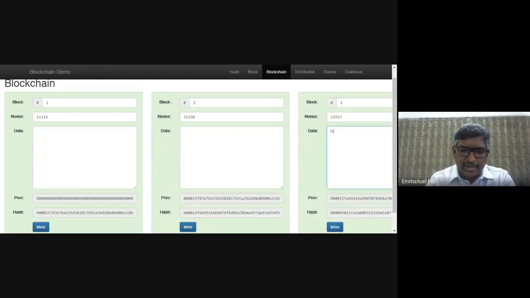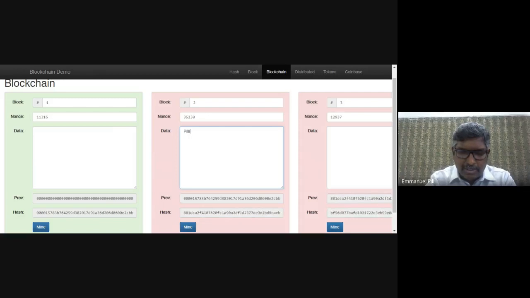If I make a change here, hello, then these are okay, but from here the next successive blocks are all affected. So this is how it goes on. Now whenever I want to make any change, I have to ensure that those transactions are modified.